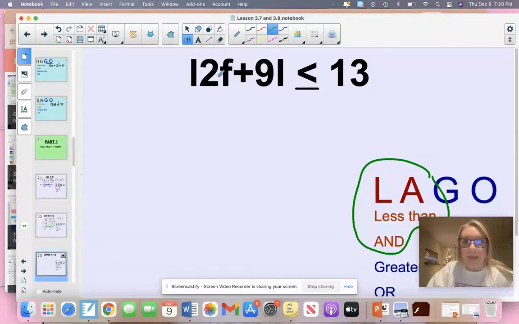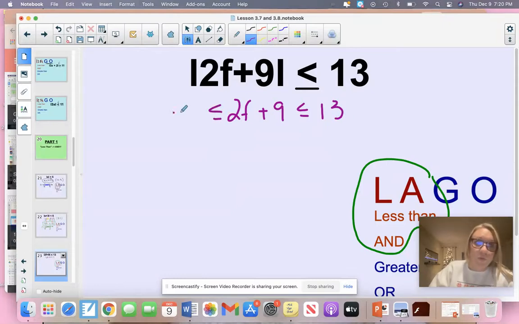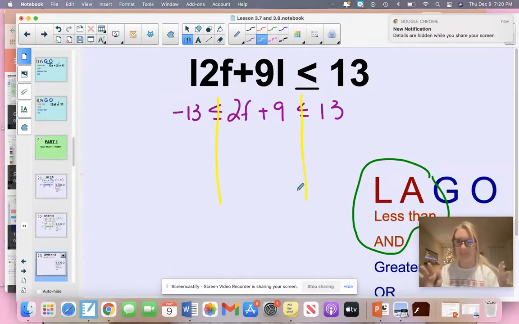Here we are. Now, currently, your absolute value bars are isolated. So again, you're good to go. You're ready to set up this problem. So you've got 2f plus 9 is less than or equal to 13. On the opposite end, we'll put our -13. Let's draw our lines going down our inequality sign. It kind of separates it into 3 parts.